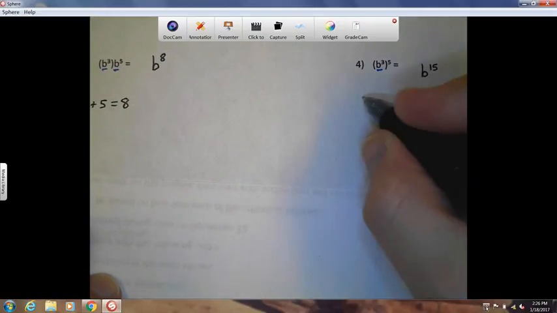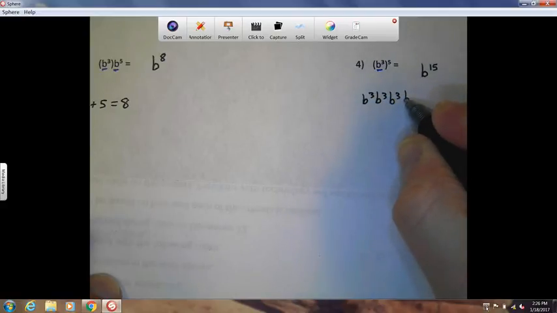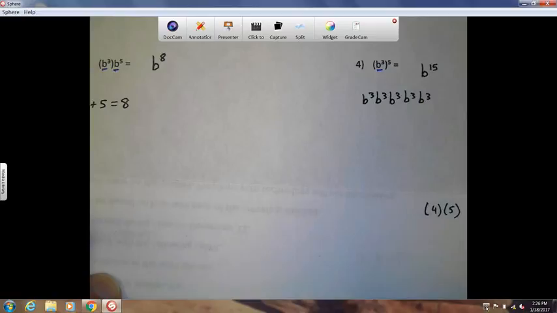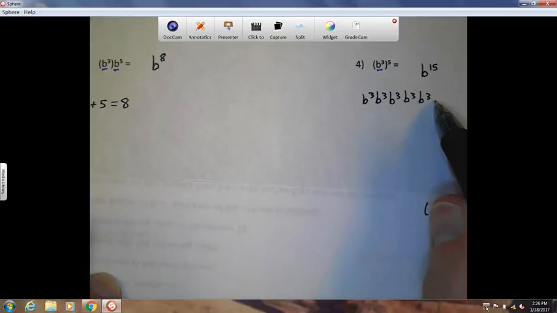Another way to think about this is it means whatever's inside parentheses 5 times. So that's b to the third, b to the third. So it's this. Then if you did this with the power of a power rule, product of a power, you would add exponents. That's 15.